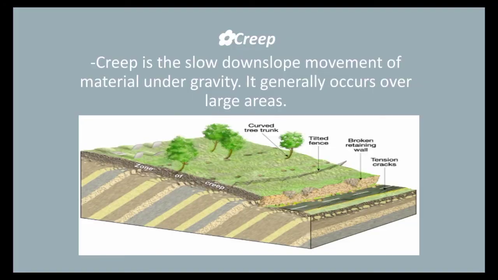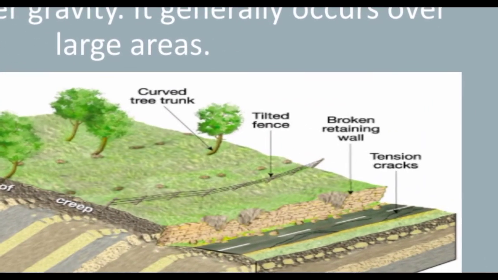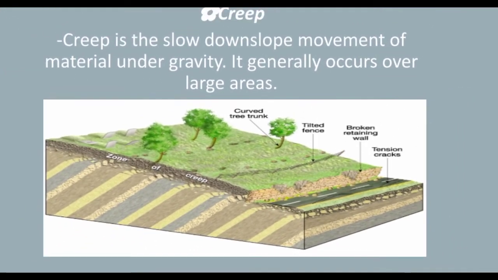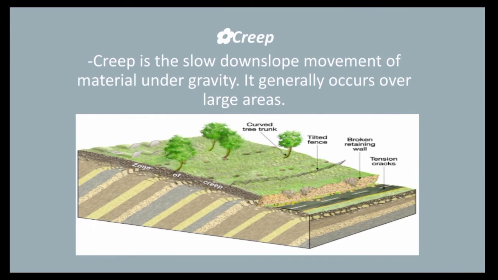Creep. Creep is the slow downslope movement of material under gravity. It generally occurs over large areas. So makikita natin dito, merong nakalagay na curved tree trunk, tilted fence, broken retaining wall, and tension troughs. So, malalaman natin na merong slow movement or creep kung merong curved tree trunk. Ibig sabihin, curve yung trunk ng tree dahil nasa slope.